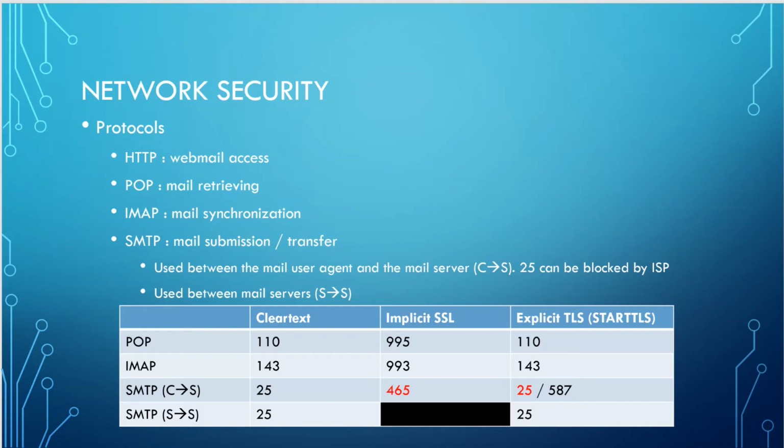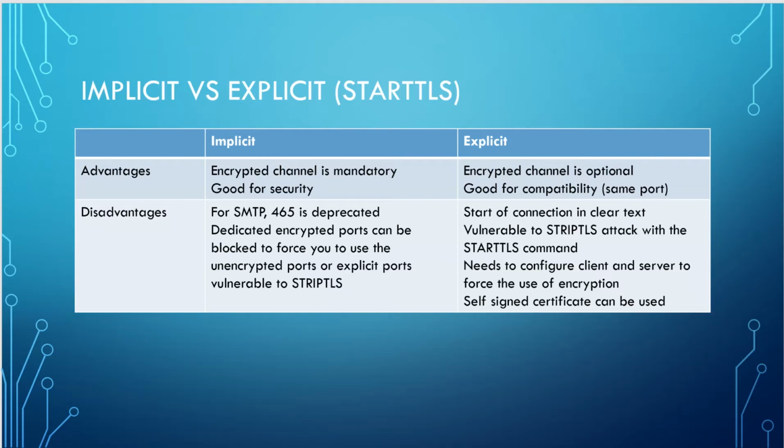But of course, there are some differences between the implicit and explicit. Implicit, it is encrypted, and that's all. Explicit, it's not encrypted. You can upgrade the connection to an encrypted version, but unfortunately, there are some drawbacks with this technique. For the implicit version, the advantage is that the encrypted channel is mandatory, which is good for security. The disadvantage is that port 465 is deprecated, and dedicated encrypted ports could be blocked to force you to use the unencrypted ports or explicit ports, enabling a strip TLS attack in order to eavesdrop on the connection.